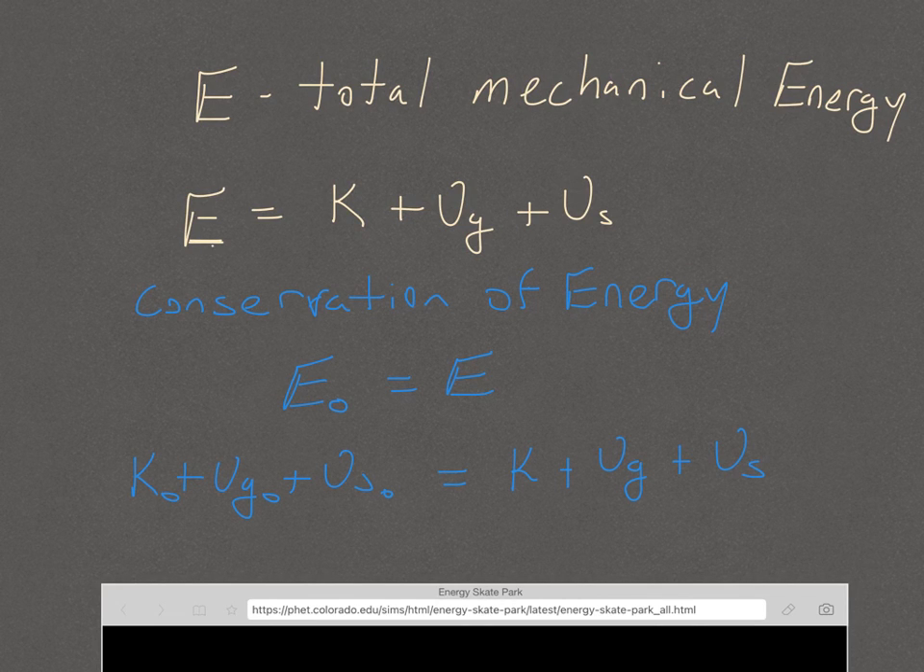Now, you will 99.9% of the time never have all 3 types of energies at a location. Almost always it's going to be 2 types.